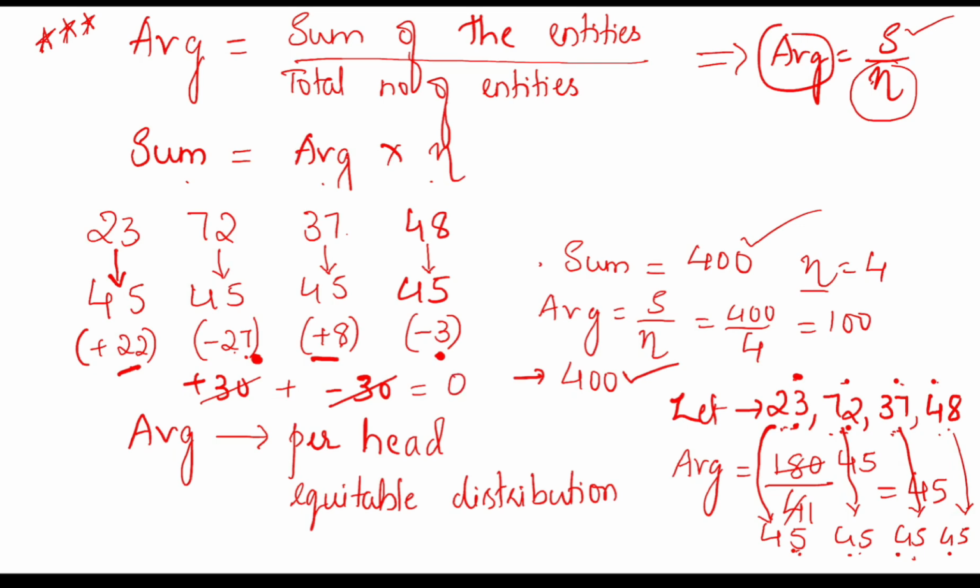That means the sum is not getting deviated. Sum is remaining the same. Even if you add 45 4 times, the answer is 180 itself. And if you add these numbers also, the sum is 180 itself. So the sum is not getting deviated. The values might get deviated but not the sum. So sum always remains the same.